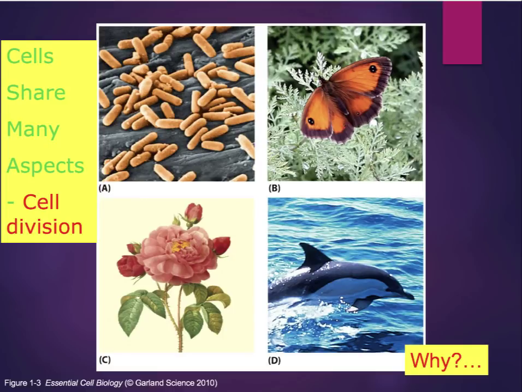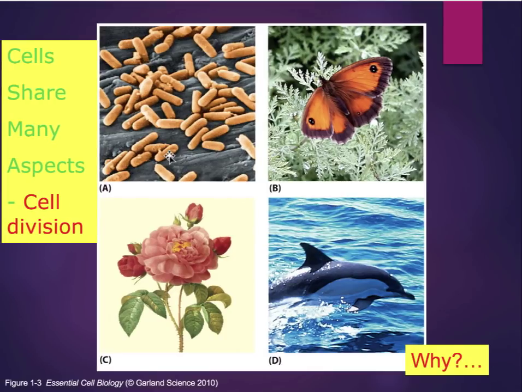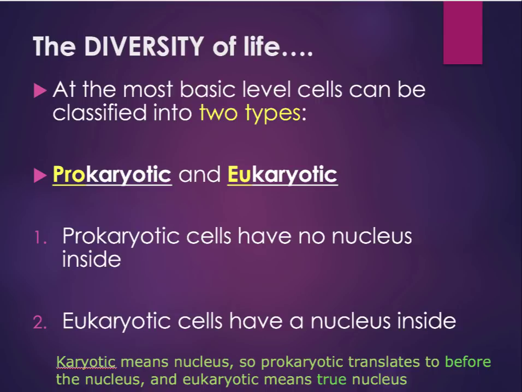Another feature shared by all living cells is the process of cell division, whereby one mother cell divides into 2 daughter cells. Regardless of which organism we study, cell division is a core process which cells use to reproduce. There are many more features which all cells share in common, and those we'll cover in subsequent chapters of this textbook. Moving on to differences between cells, we enter the diversity of life section.